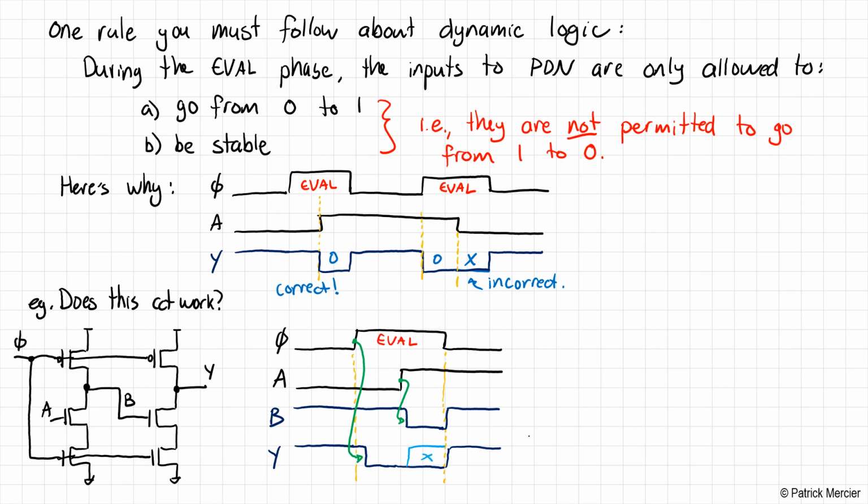So does this circuit work? The answer is no. It violates our one rule. We're not asking much. It's just one rule. Just obey this rule. But this circuit, taking two dynamic inverters and putting them back to back, fails. So what we require is monotonicity.